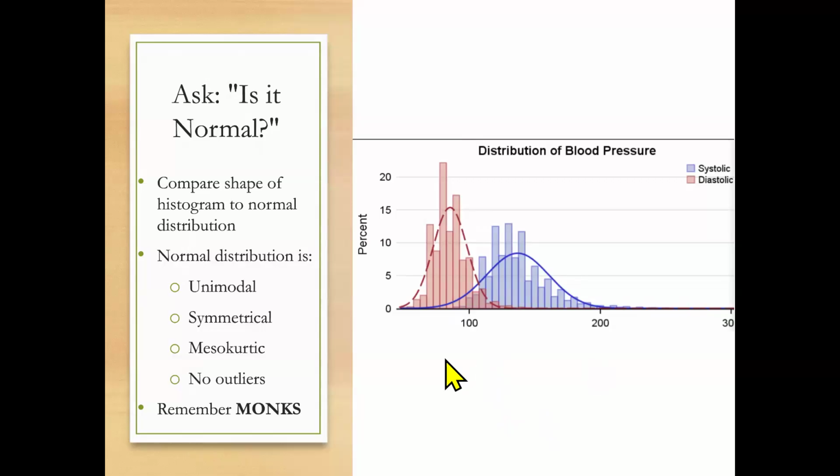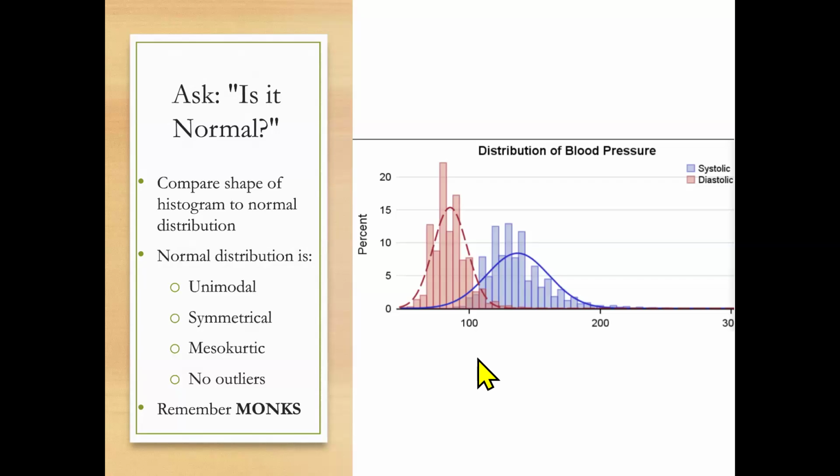All right, so our normal distribution is unimodal, symmetrical, mesocurtic with no outliers. And what we're going to do when we look at all of our histograms in this class is check them to see if they match the normal distribution. And the reasons for that have to do with how our statistical tests are set up, right? So our data are going to need to be normally distributed in order for most of our statistical tests to apply properly to them. All right, so we're going to start practicing this.